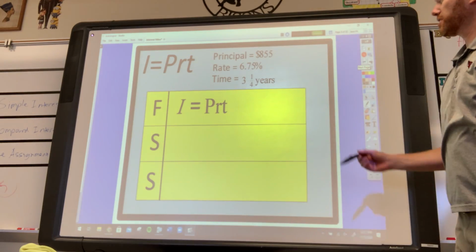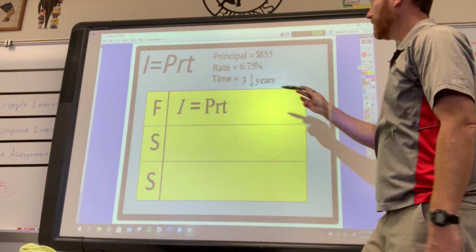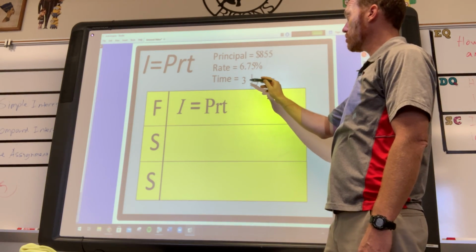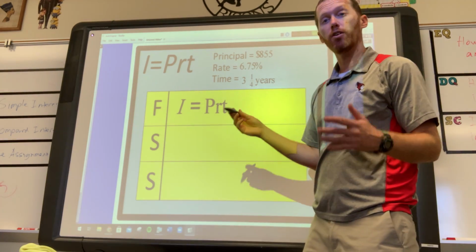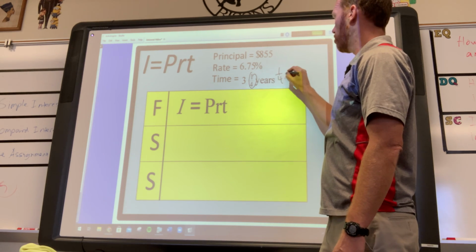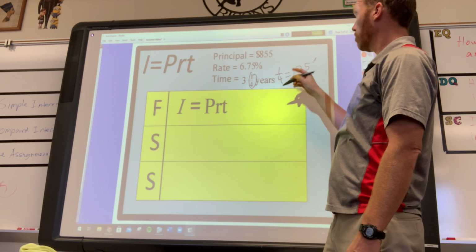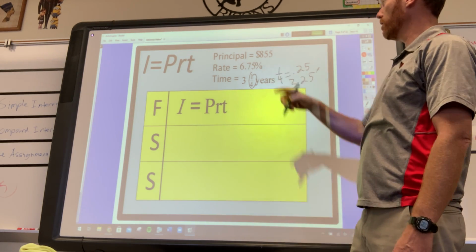The added bit of complexity in this one is that your time is in a more difficult format. It's in a fraction. So here's all you have to do with this. Before you get going, just turn your time into a decimal. 3 1/4. You can use a calculator. You can just use a little thinking skills. That 1/4 would be 1 divided by 4, which is 0.25. So 3 plus 0.25 is going to be 3.25, and that is your number that goes in for time.